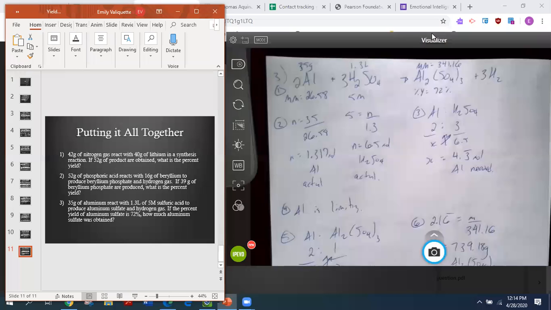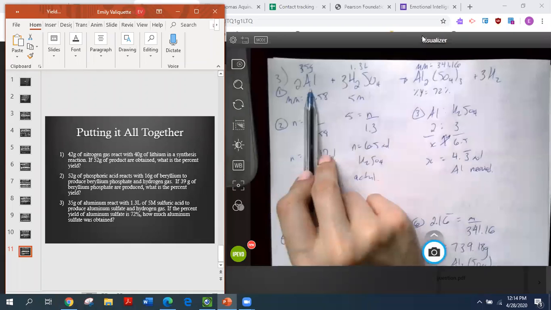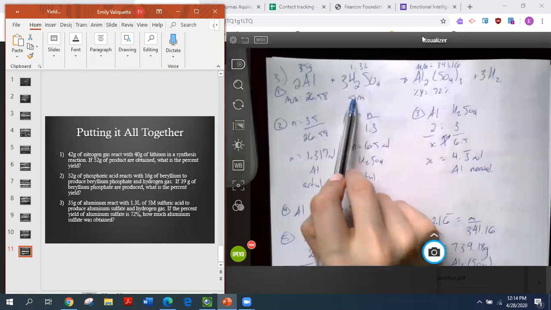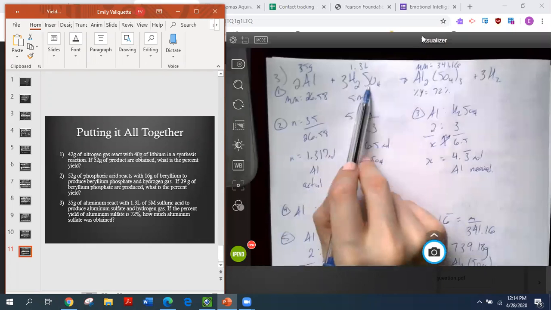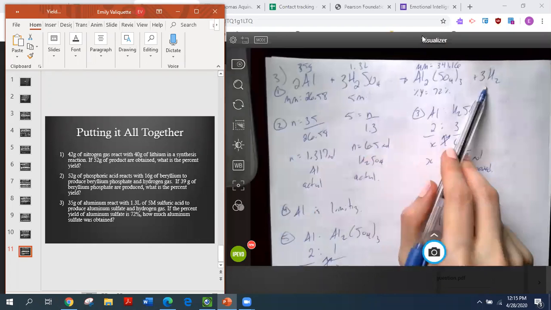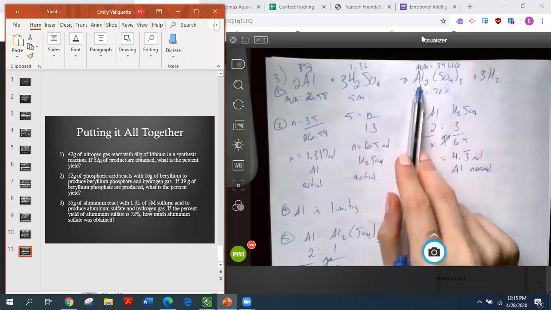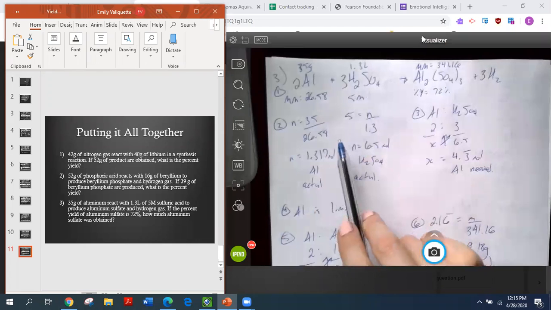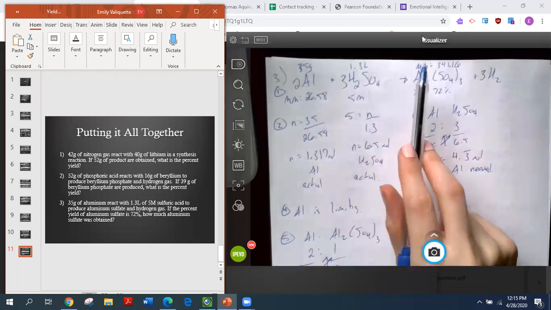Okay, and for the third and final question, we have 35 grams of aluminum reacting with 1.3 liters of 5 molar sulfuric acid. It is making aluminum sulfate and hydrogen gas. We're told that the percent yield for the aluminum sulfate is 72%. We're asked what its actual yield is.